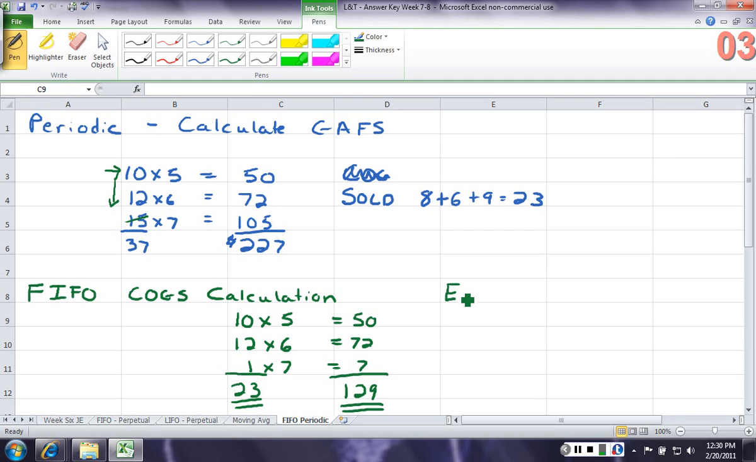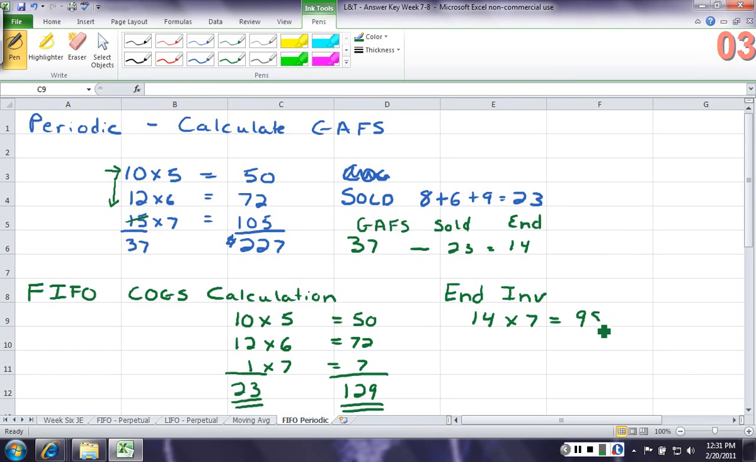Then you can do your ending inventory calculation. Ending inventory. If I sold 23, so let's see if I can figure this out. I had 37 available for sale. I sold 23, so my ending inventory has to be 14 units. So ending inventory 14 times 7 equals $98.